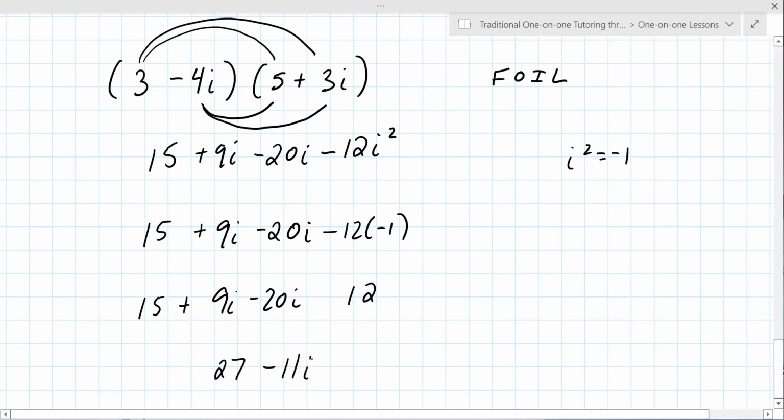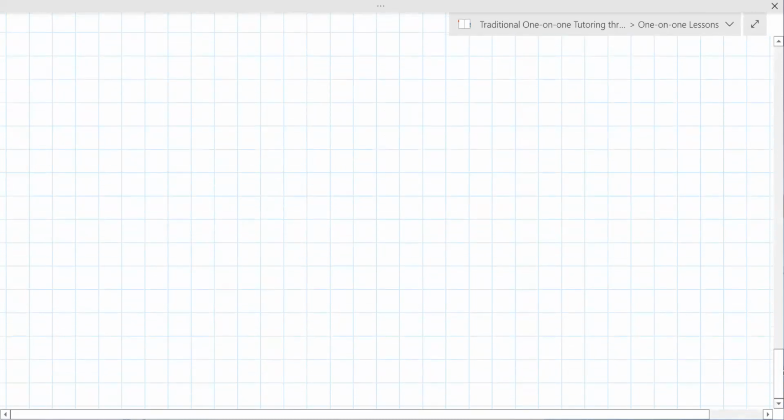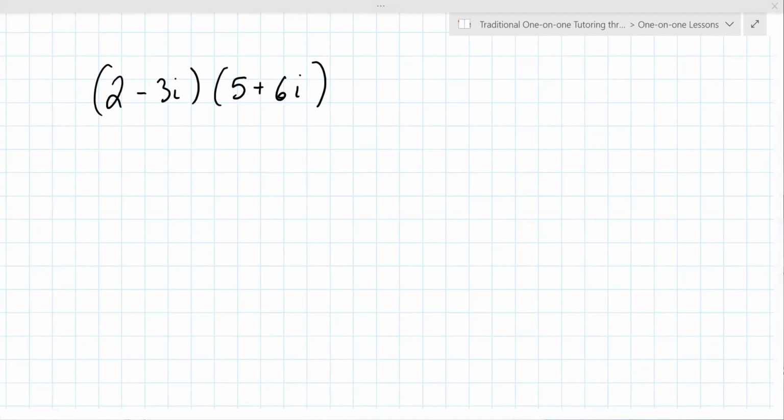And there's a reason we're FOILing here. If you could just do one on your own, and then we'll jump into division. There's a reason for that. So let's have you try this: 2 minus 3i times 5 plus 6i. You could try this one on your own, please, and let me know what you come up with.